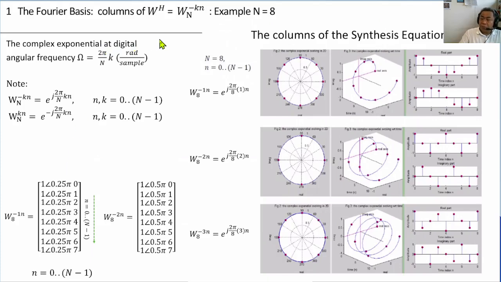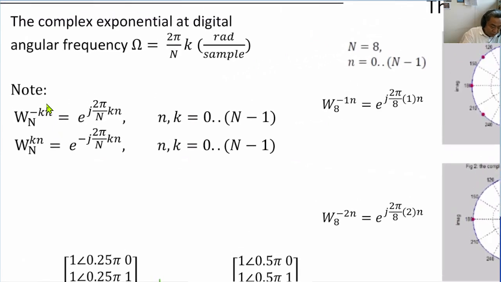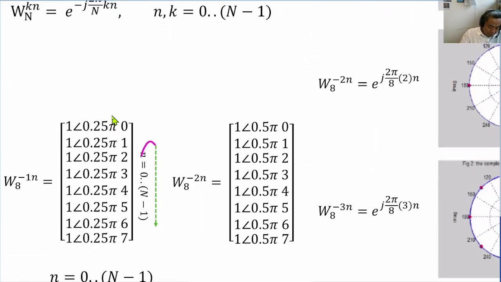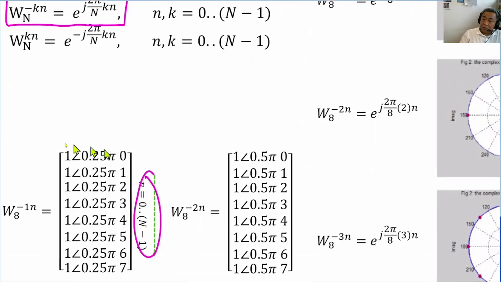In this slide, we want to examine the columns U0, U1 until UN minus 1, the columns of W^H. Remember that the elements of the W^H matrix are e to the power j 2 pi over N kn. As we fill up the matrix, as we are moving along the different rows, we are changing little n with k fixed.